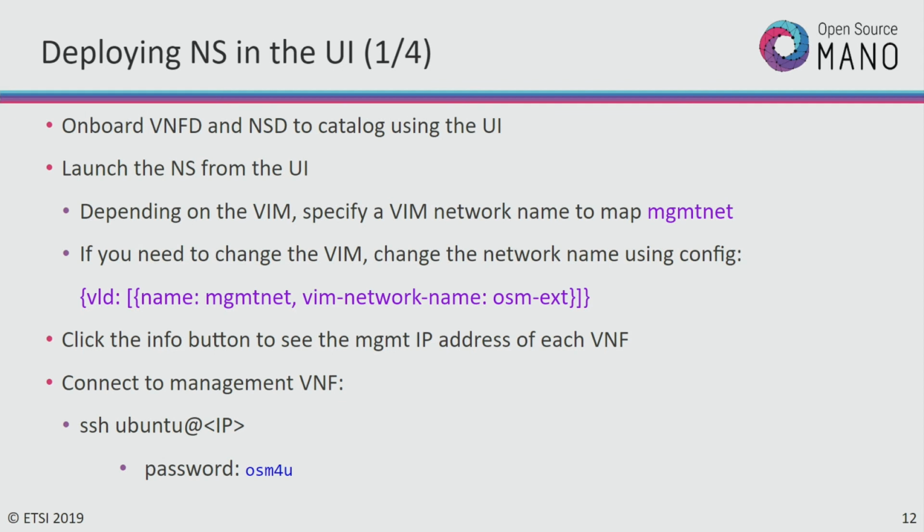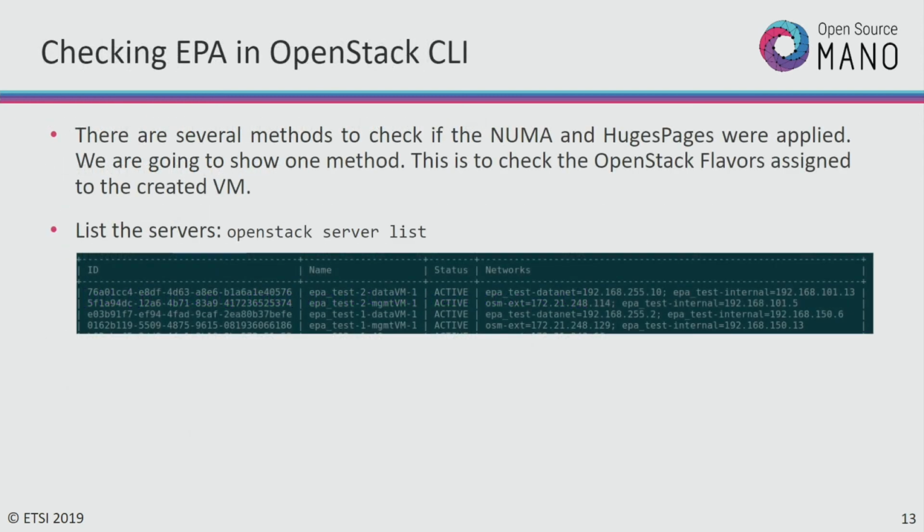Okay, so while we wait for your instances to be ready, we're going to see how to check if EPA is configured properly on OpenStack. We have two ways to see that. We can do it through the CLI. You don't need to do this, you need to access as an administrator to do this. So in your own personal OpenStack, you can check this. But the instructions are the following.